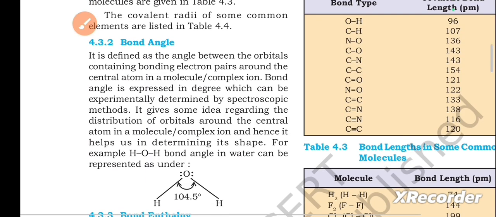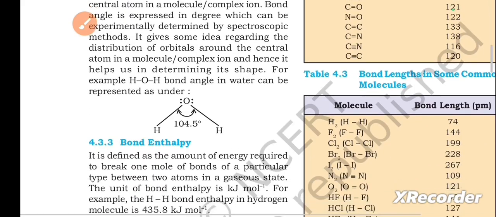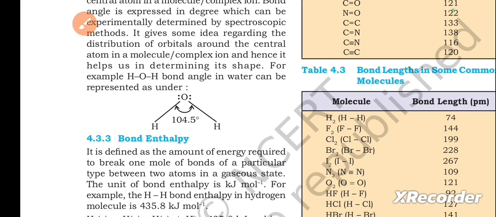Next is bond angle. It is defined as the angle between the orbitals containing bonding electron pairs around the central atom in a molecule or complex ion. Bond angle is expressed in degrees, which can be experimentally determined by spectroscopic methods. It gives some idea regarding the distribution of orbitals around the central atom in a molecule or complex ion, and hence it helps us in determining its shape. For example, the H-O-H bond angle in water can be represented as under. The angle is 104.5 degrees.